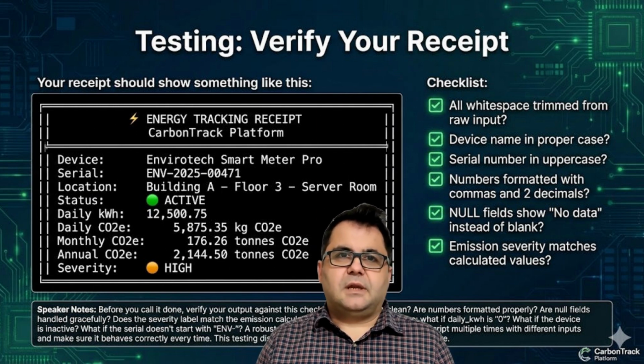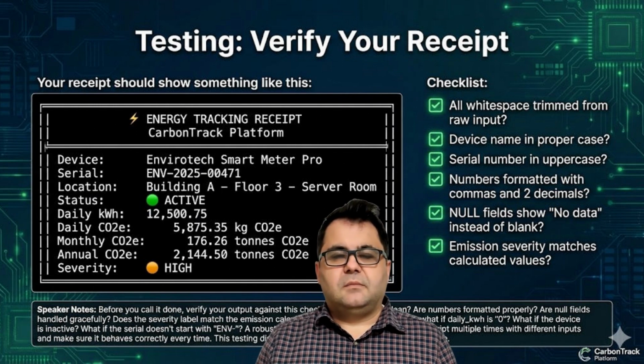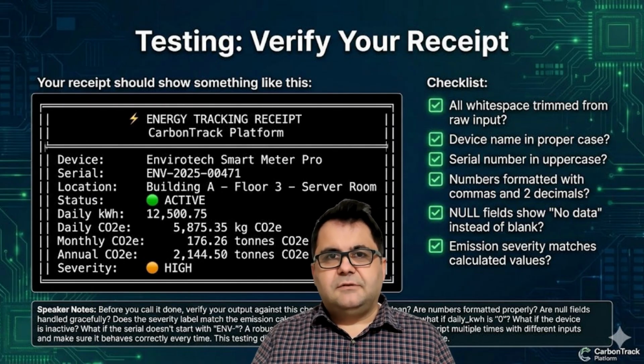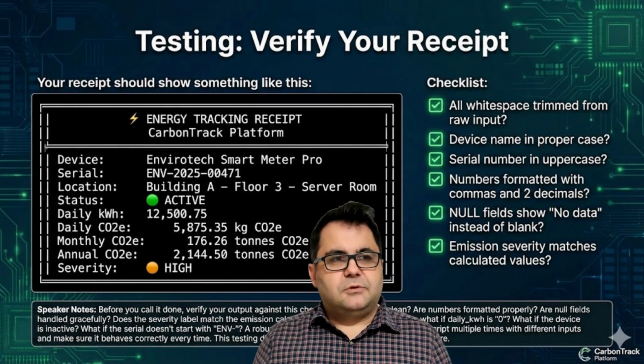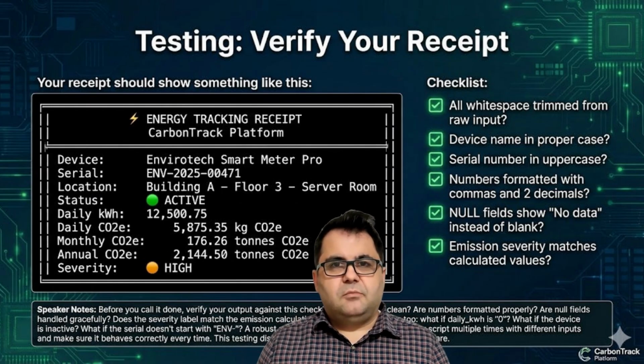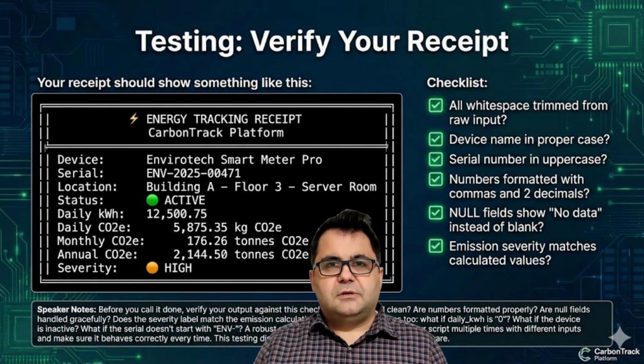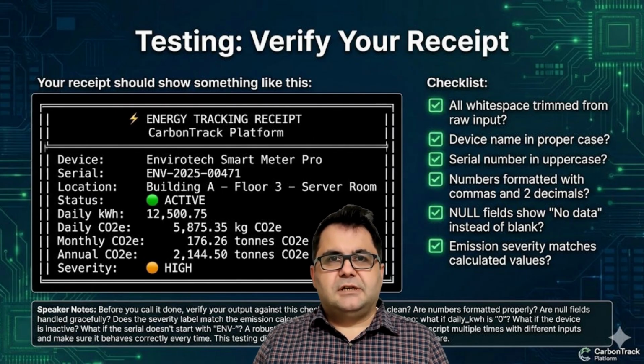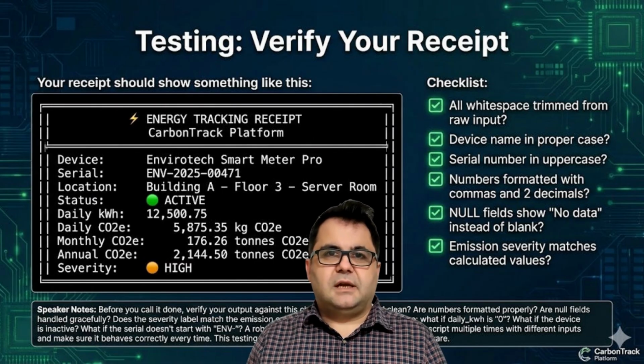What if daily kilowatt hour is 0? What if the device is inactive? What if the serial doesn't start with ENV? A robust script handles all these cases. Run your script multiple times with different inputs and make sure it behaves correctly every time. This testing discipline is essential for building reliable software.